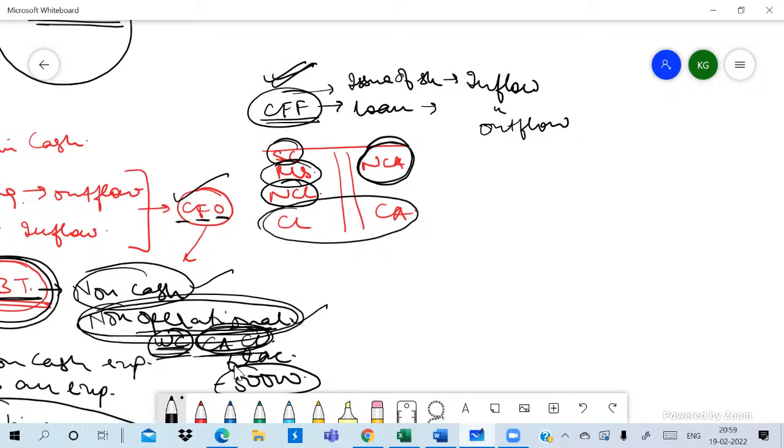So anything that deals with your non-current liabilities, long-term liabilities, that's your cash flow from financing activity. Something which deals with your non-current assets, that's your cash flow from investment activities. And the balance part is captured in your cash flow from operating activities. Any doubt, any query till here?